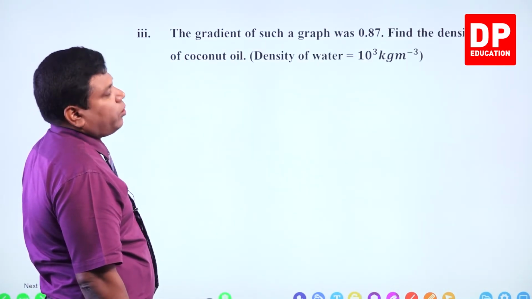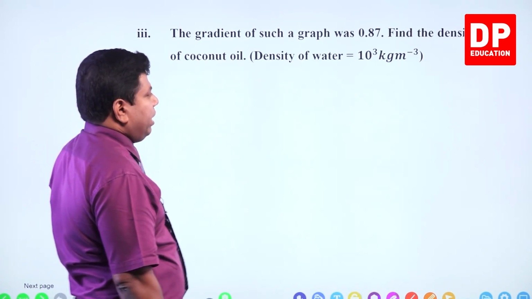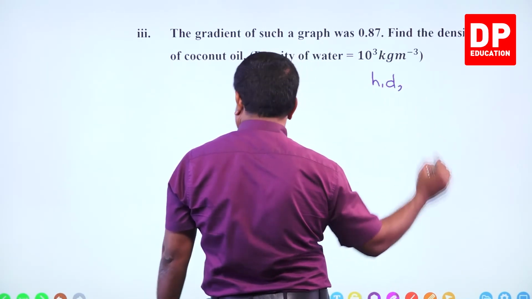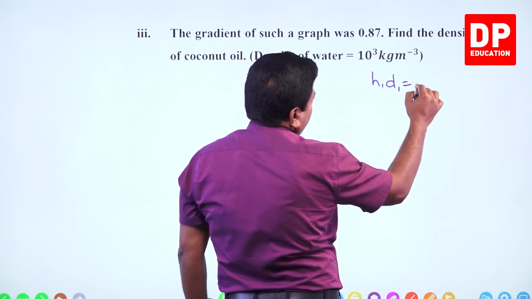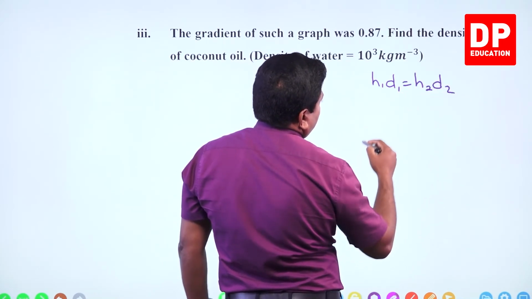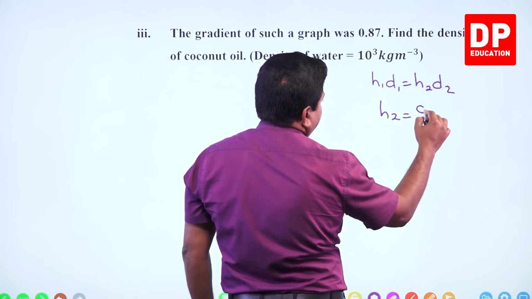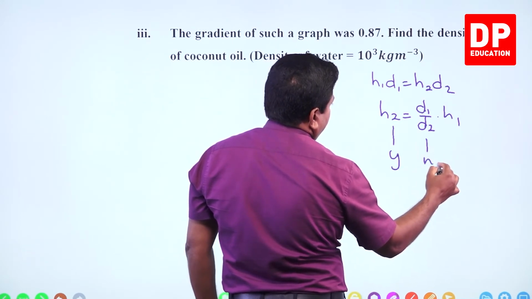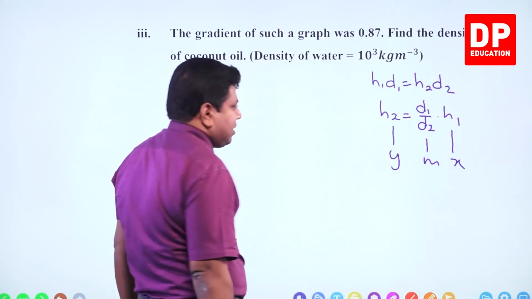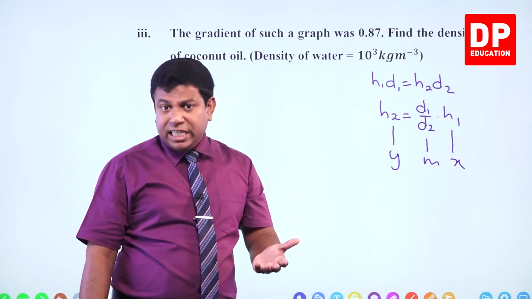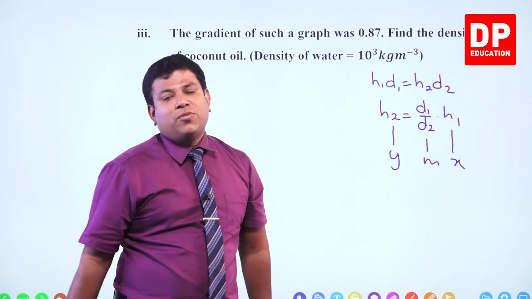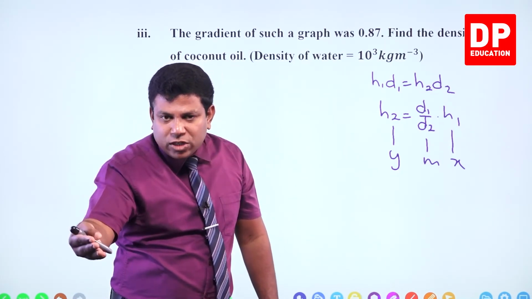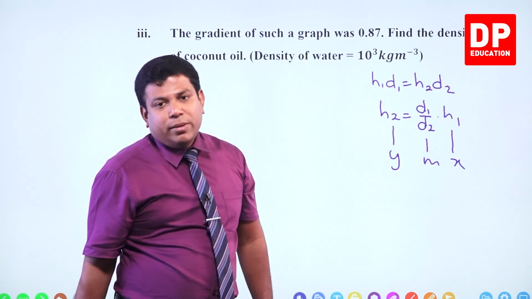The gradient of such a graph was 0.87. Find the density of coconut oil. Now see, what you have is this. H1 D1 equals H2 D2. So H2 will be equal to D1 over D2 into H1. Y equals M X. Why do I take H1 on the x-axis? H1 is the oil column's length. That's what we are changing. The independent variable is H1, and according to H1, H2 takes values. So H2 depends on H1. H2 is the dependent variable.